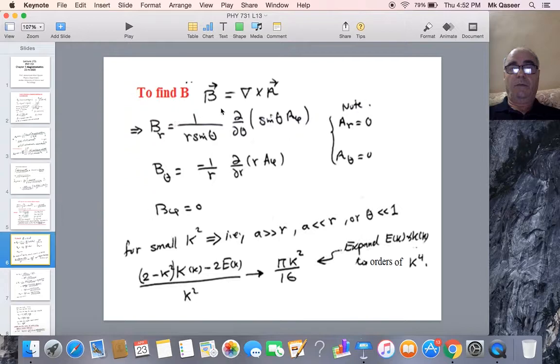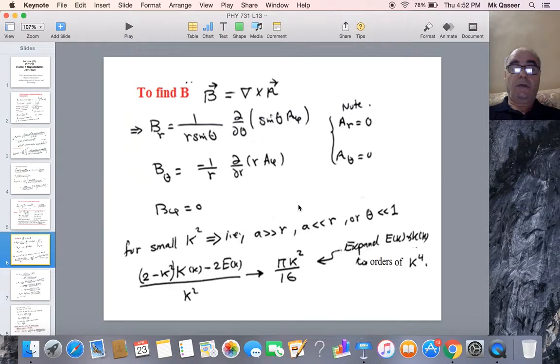Now to obtain B, we know that B is curl A, so it has the radial component given by this expression and the theta component given by this expression. B phi is 0. We have also only one component of A, which is A sub phi. A sub r is 0, A sub theta is 0.